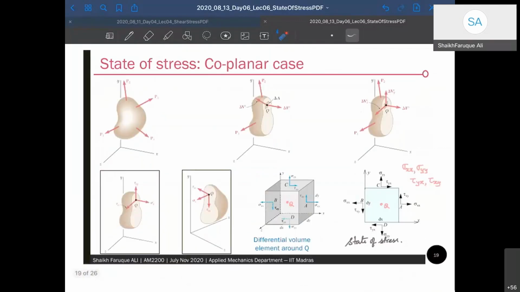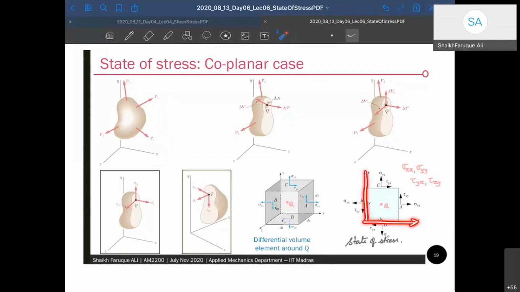Now let us take a small cube around that point. So this is the small cube that we take around that point, right? And let us represent only a cross section of that cube. So this is my cross section of the cube. So we are looking at a coplanar case. We are not looking at 3D. We are only looking at a plane around point Q. Now, if I take that plane in the XY axis, so that plane is taken along the XY axis.